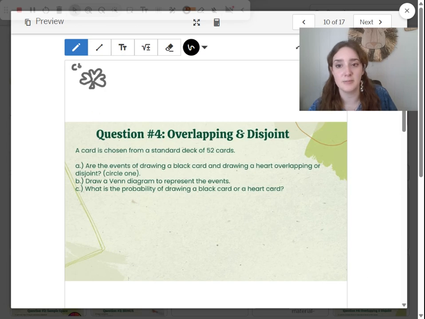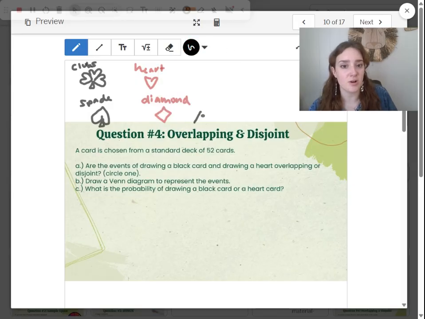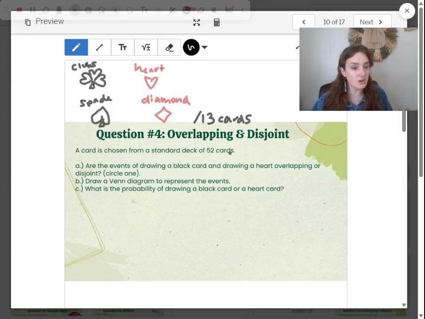There's clubs. There's a spade. For red cards, there's a heart. And there's a diamond. In each of these, remember there are 13 cards in each suit. There are 3 face cards. The rest are numbered, except A means number 1, ace.